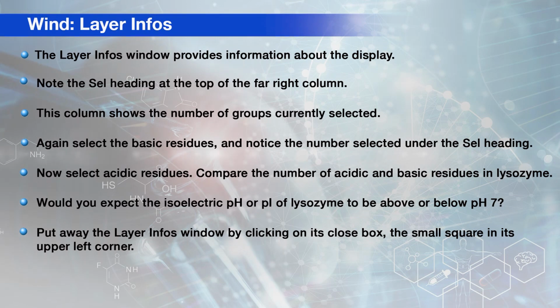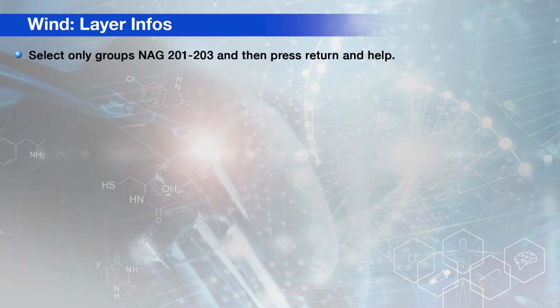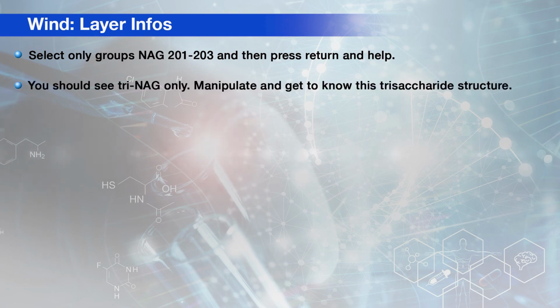Put away the layer enforced window by clicking on its close box, the small square in its upper left corner. Select only groups NAG 201 to 203 and then press return and help. You should see tri-NAG only. Manipulate and get to know this triacetyl structure.